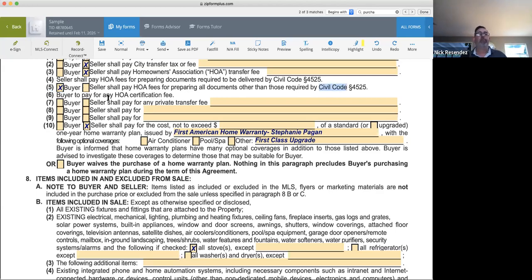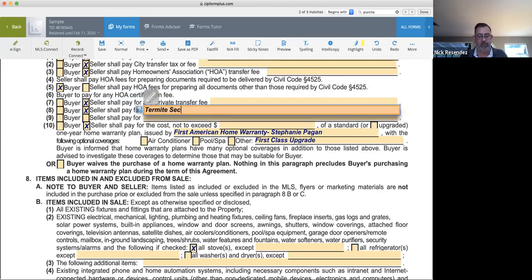Okay. We also have here the buyer will pay for an HOA certification fee. That's something the lender will usually require. You know, asking about delinquent HOA dues, or if there's litigation on the property, things of that nature. Sometimes in newer developments, you'll see a private transfer fee down here. You can ask the seller to pay for that. And then here's where I might say seller will pay for termite section 1 clearance if I didn't add it up at the top of the offer.